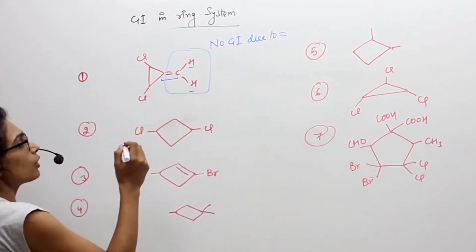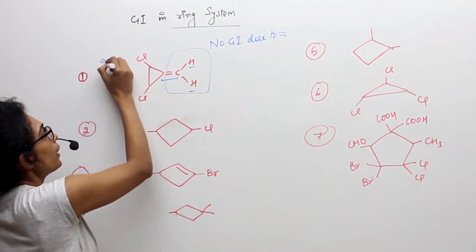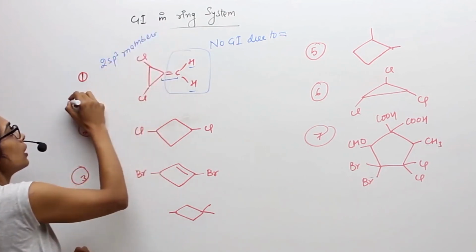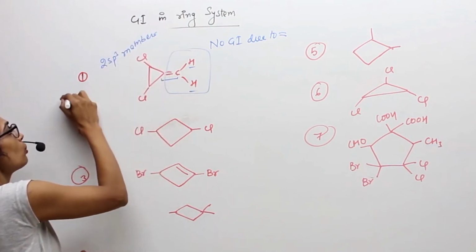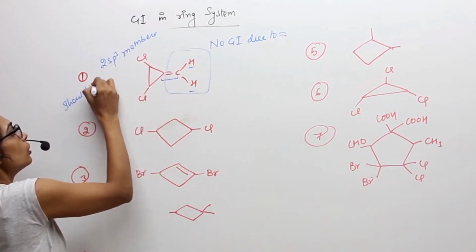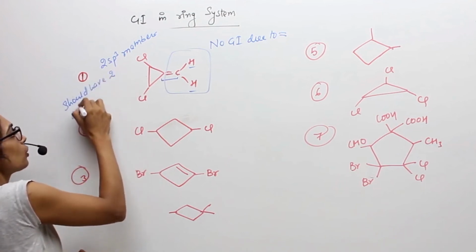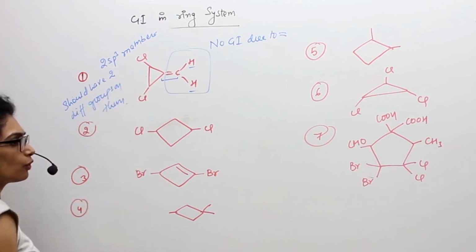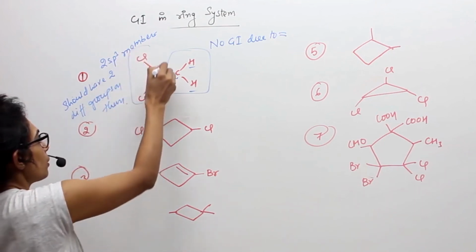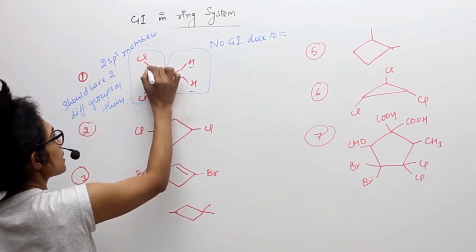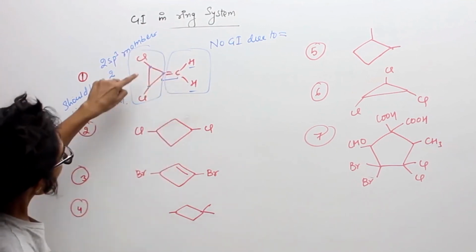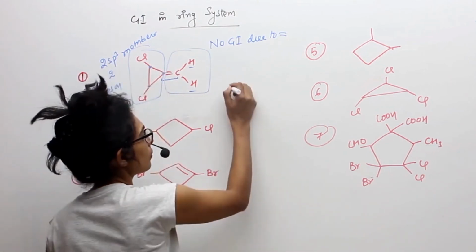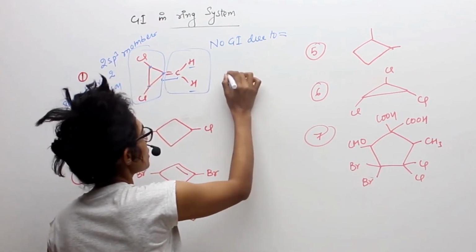What conditions are there for a ring to show GI? 2 sp3 members should be disubstituted, or should have 2 different groups on them. So let's see whether it fulfills this condition. We are talking about this cyclic ring only. This carbon is sp3, this carbon is sp3 and this carbon is sp3. I'll just write it separately over here. So this is how the system is.